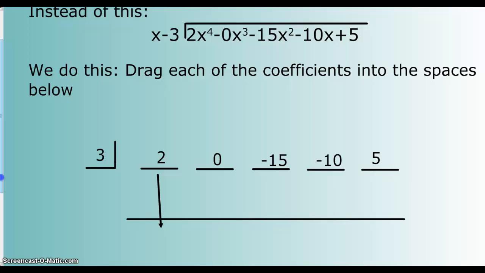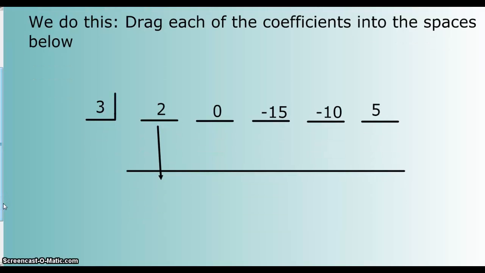Now, to do synthetic division, whatever the first coefficient is comes down. Then we multiply by what's in the box. So 3 times 2 is 6. We put that under the second coefficient, and we add whatever's left. So 0 plus 6 is 6. Let's multiply. 3 times 6 is 18. We're going to put that in the next slot. Add them together. I get a 3. Multiply. 3 times 3 is 9. Add them together. I get negative 1. 3 times negative 1 is negative 3. Add them together. I get 2.